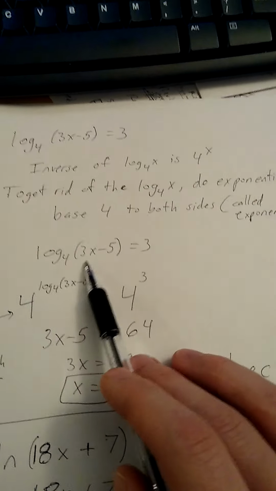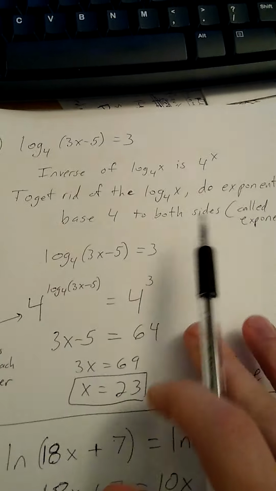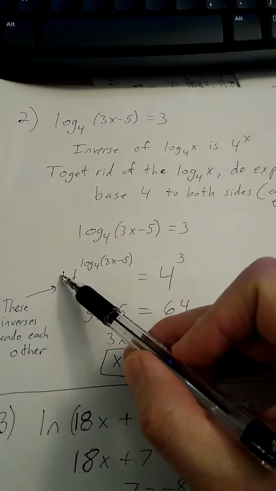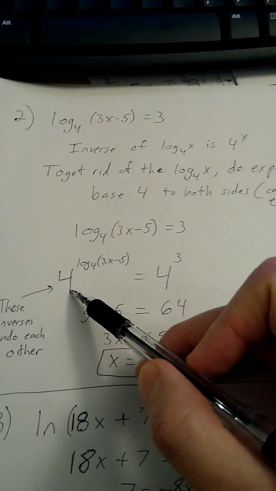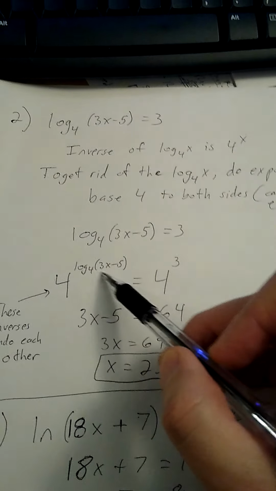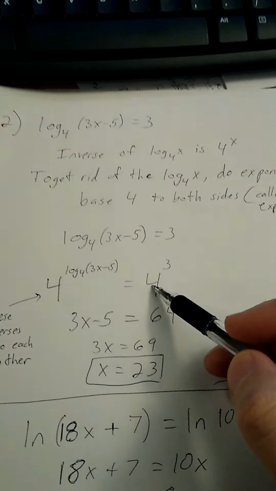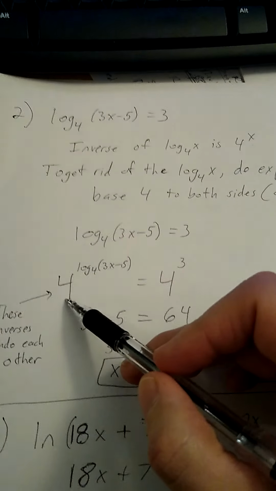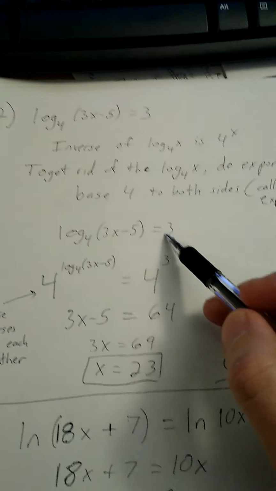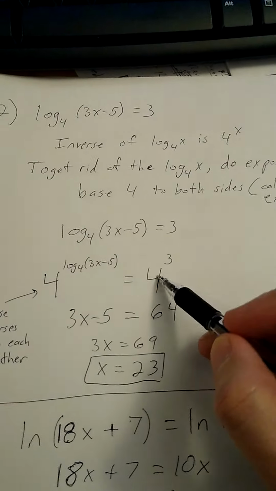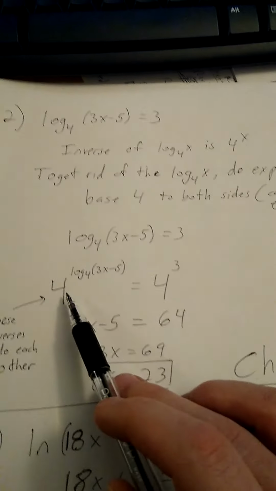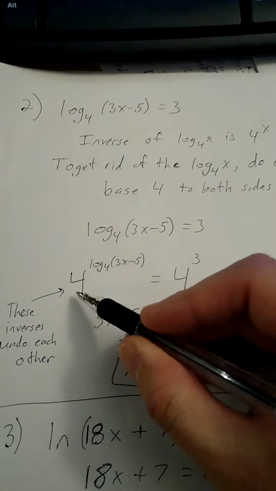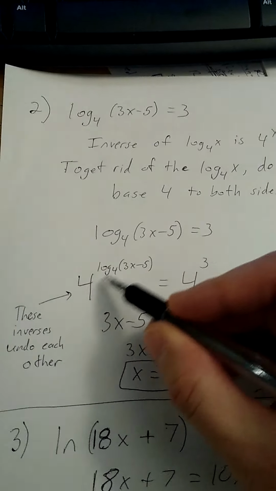So I have log base 4 of 3x minus 5 equals 3. So I'm going to exponentiate both sides, which means I'm going to take an exponent in base 4 and raise it to that power. Same thing on the right side. In other words, what happens is this becomes the exponent for a base 4, and this 3 becomes the exponent for a base 4. Now, why would I do this? I do this so that these two inverses would cancel out.